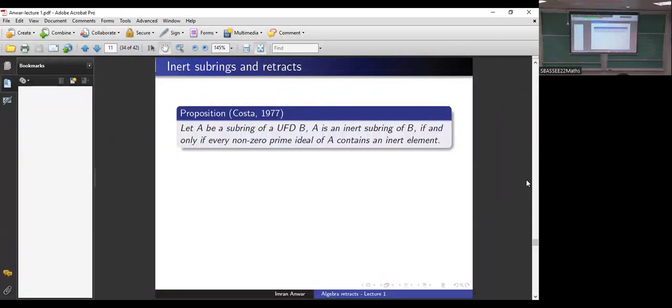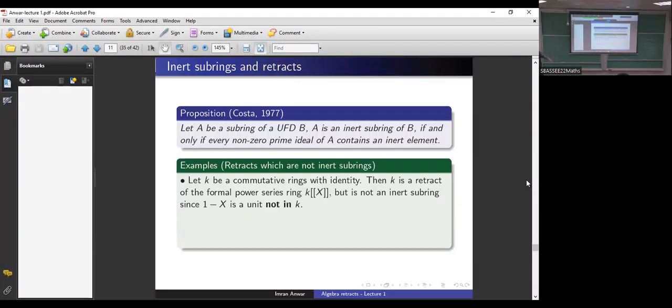Why are inert rings so important? Because they are also giving us retracts. A is an inert subring of B if and only if every non-zero prime ideal of A contains an inert ring, and moreover, there are retracts which are not inert subrings. So let K be a commutative ring with identity. Then K is a retract of the formal power series ring, but it is not necessarily an inert subring.